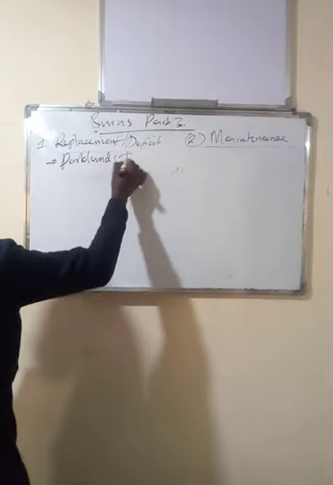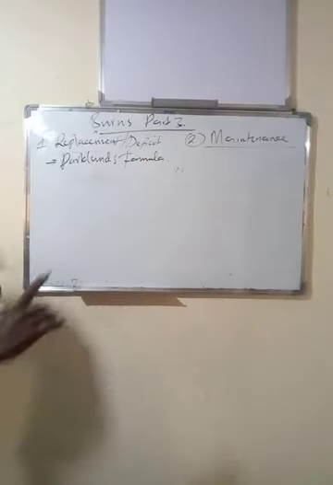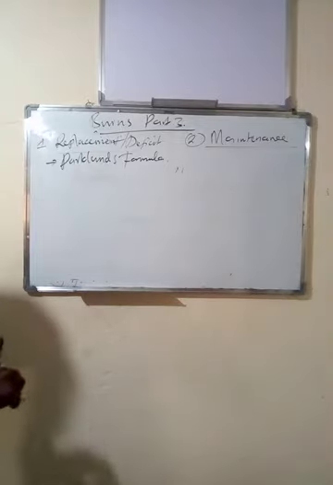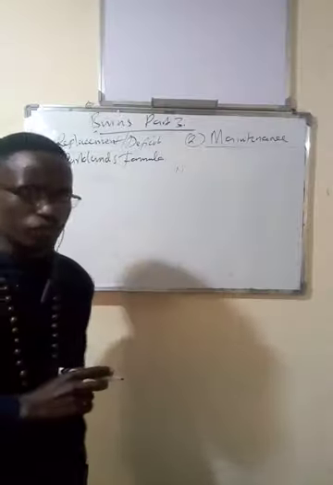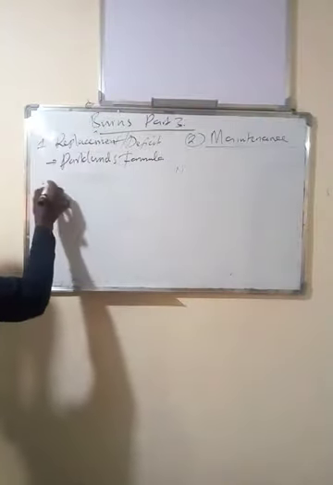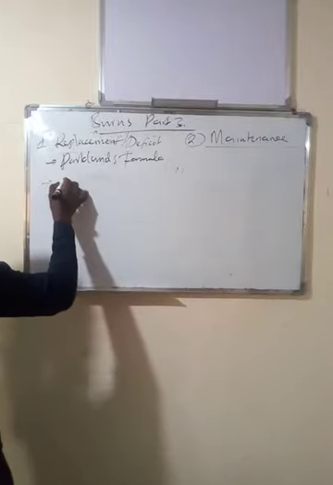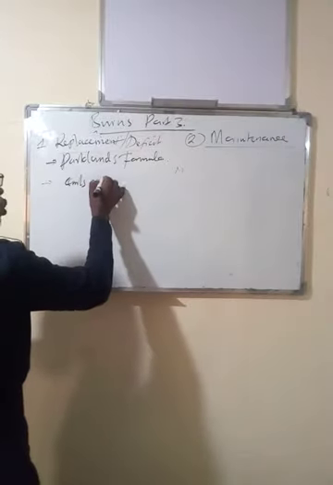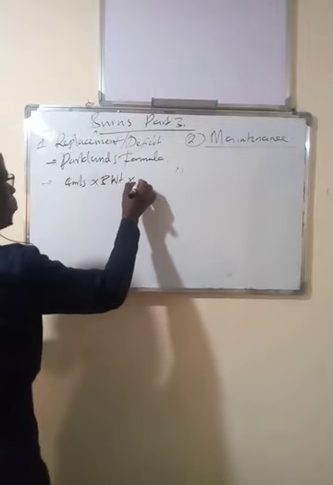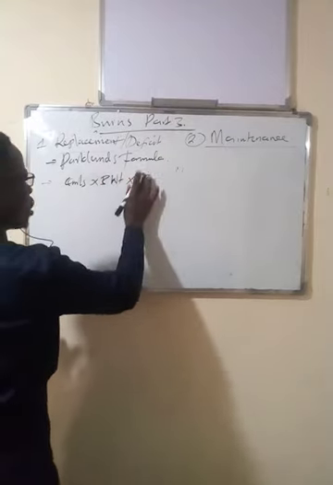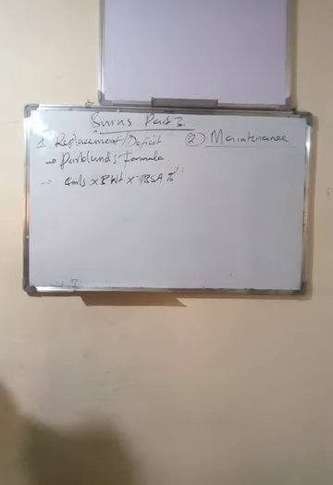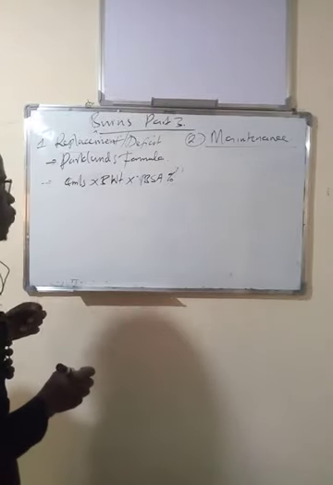Okay, Parkland's formula. Of course, like I've mentioned, there are other formulas that are used, but most commonly we use Parkland's formula to calculate how much fluid to give. Now Parkland's formula here, we say it is 4 mils multiplied by body weight, then multiplied by total body surface area, in terms of percentage, right? That's how you calculate the replacement fluids.